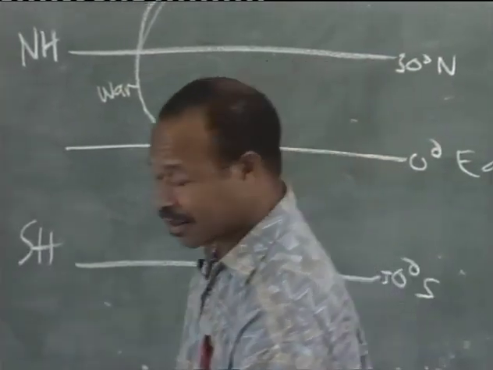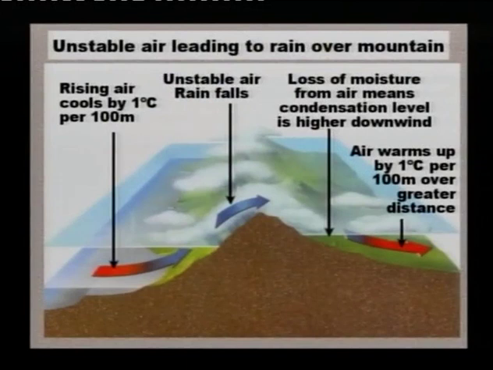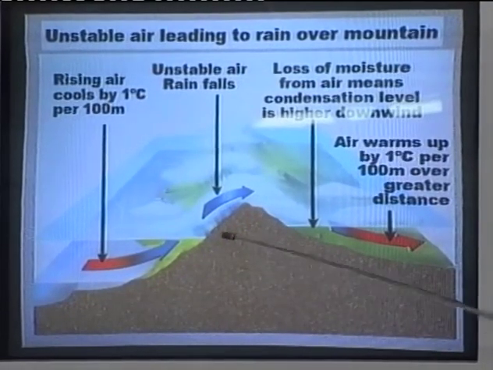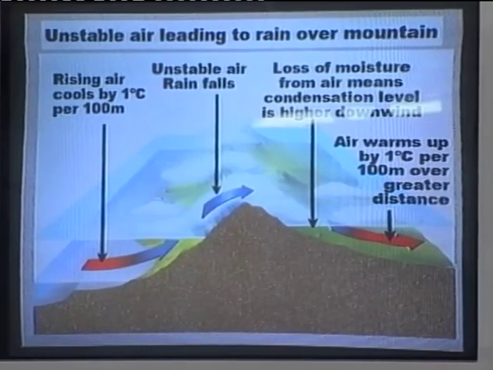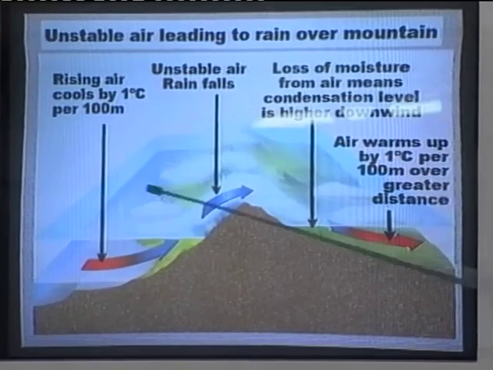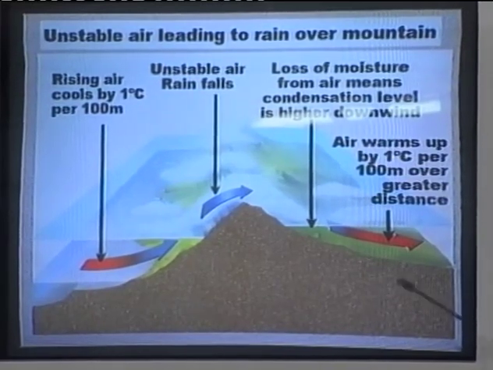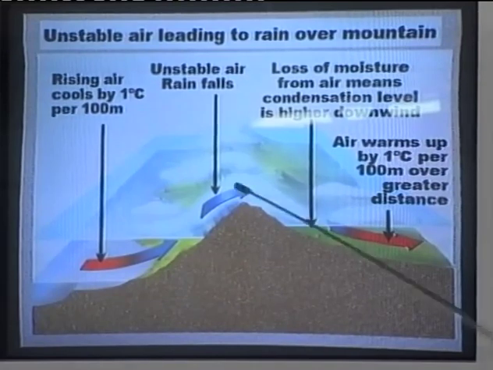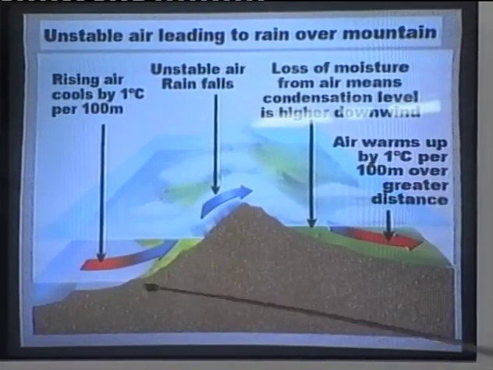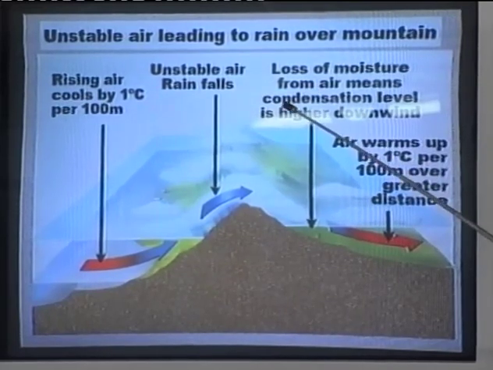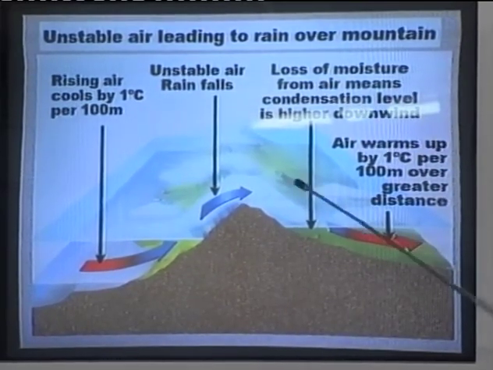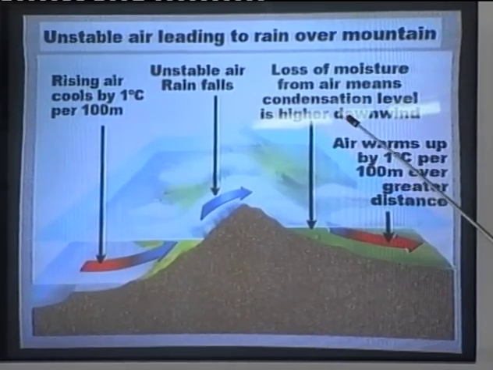That's another diagram showing us the relief rainfall. Again, it tells us that rising air cools by 1 degree Celsius per 100 meters. So we have a mountain barrier. As you move up 100 meters in altitude, the air cools by 1 degree Celsius, which means temperature falls by 1 degree Celsius. Rain falls on the side, and loss of moisture from the air means the condensation level is high.